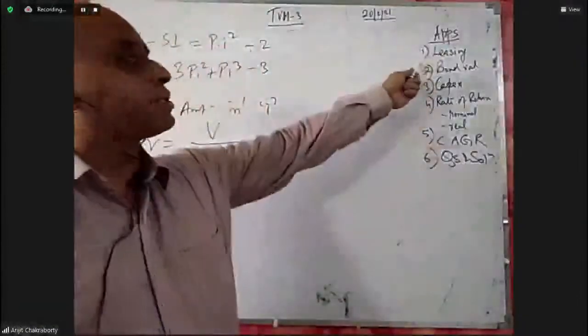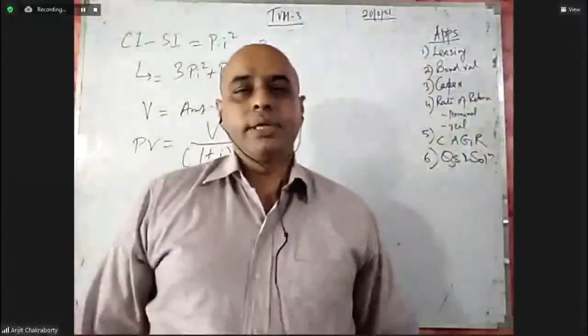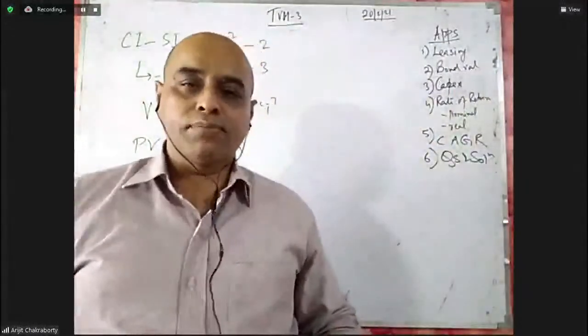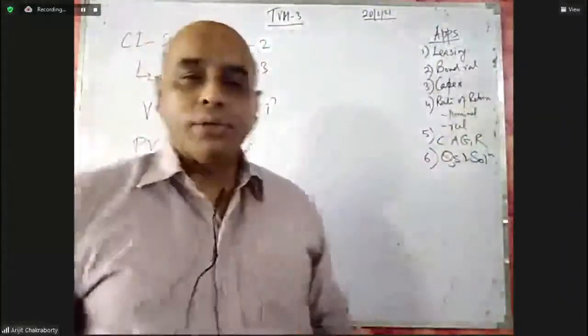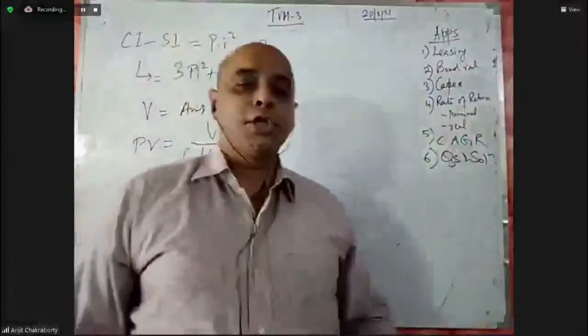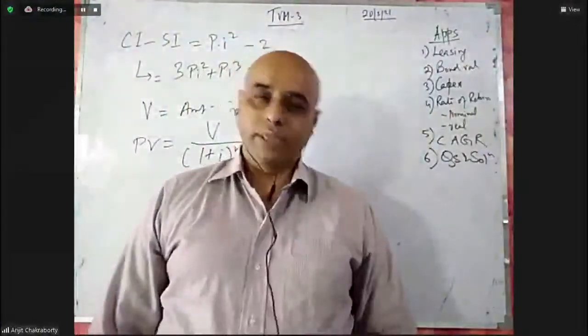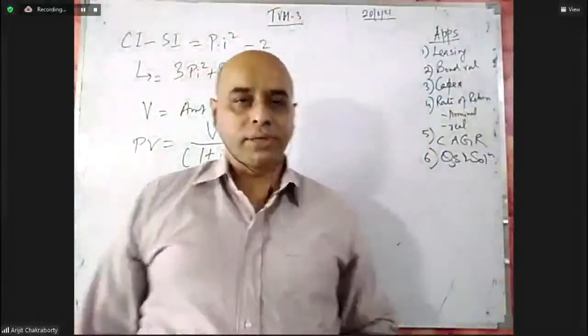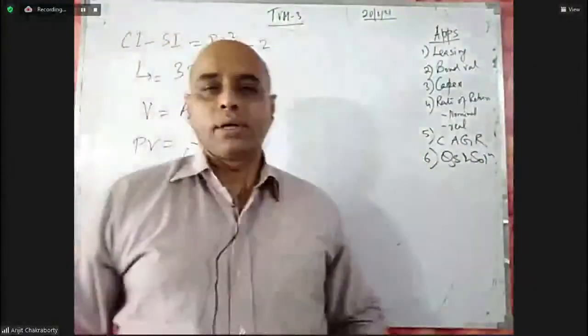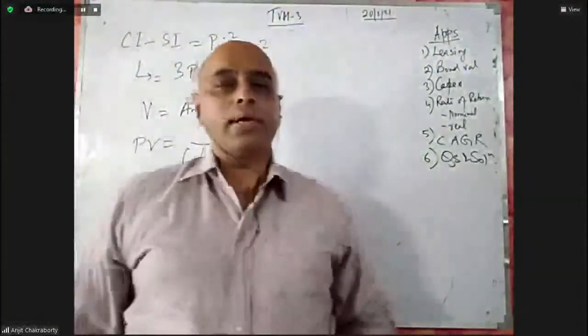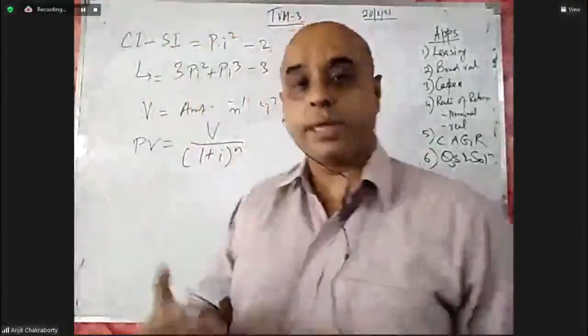Of course, in the applications, we have leasing. Leasing is nothing but a sort of renting out of property. Then bond valuation, then we will take capital expenditure, we will understand the difference between the real rate of return and the nominal rate of return, and then we will move into the last part, which is the compounded annual growth rate, or CAGR.